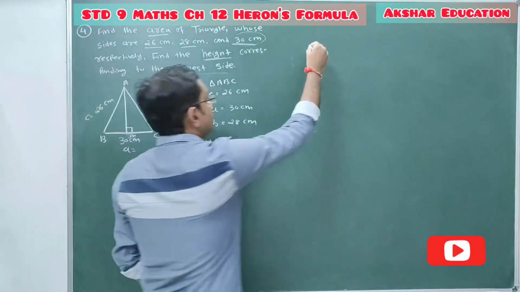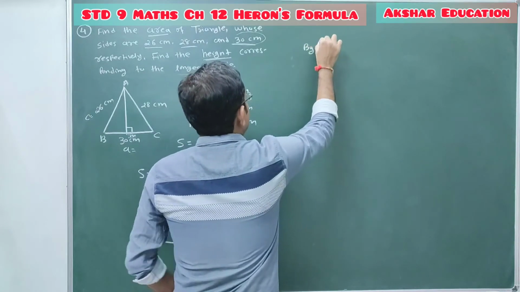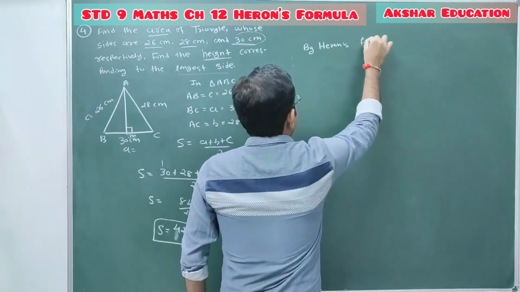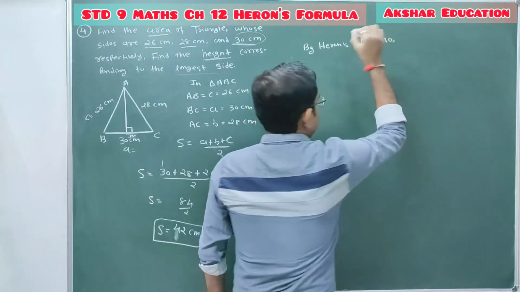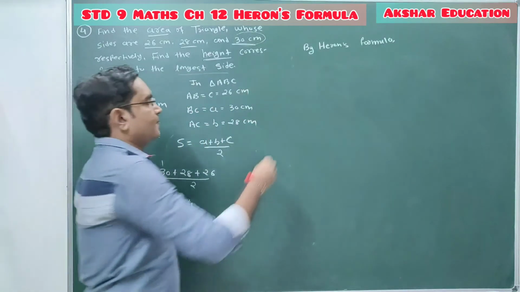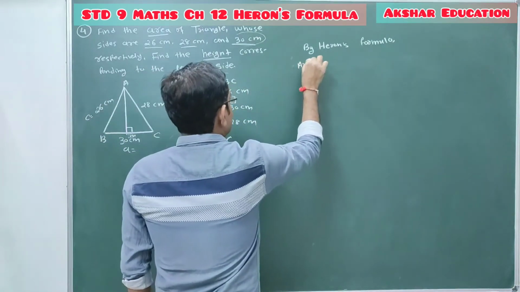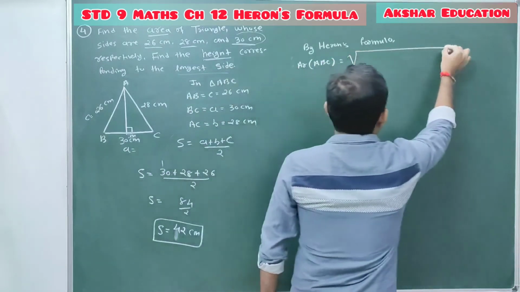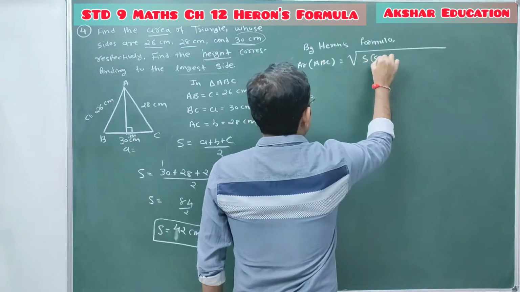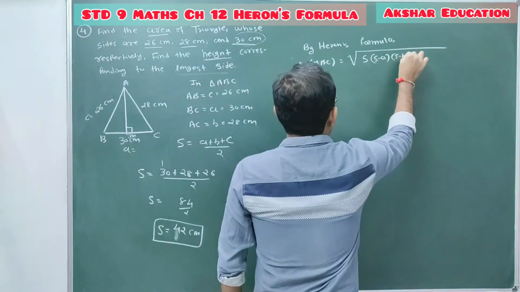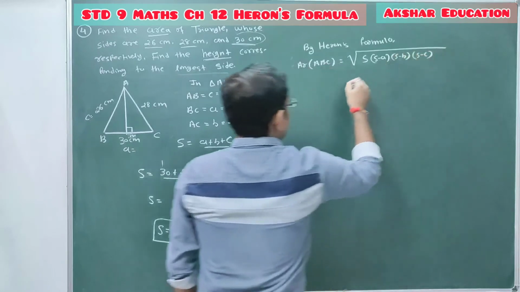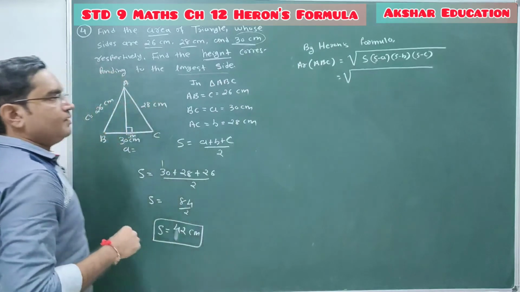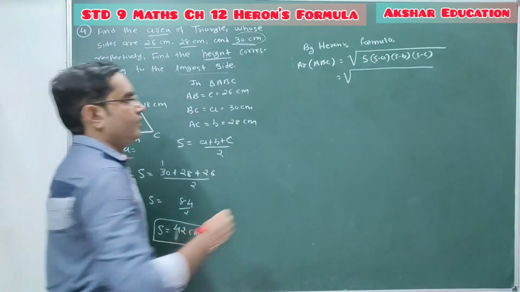Done. Now to find the area, we are using Heron's formula. By Heron's formula, we can find the area of this triangle. That is given by area of triangle ABC equal to square root of s(s minus a)(s minus b)(s minus c). So now put the values of s, a, b and c. S, the semi-perimeter, is 42.